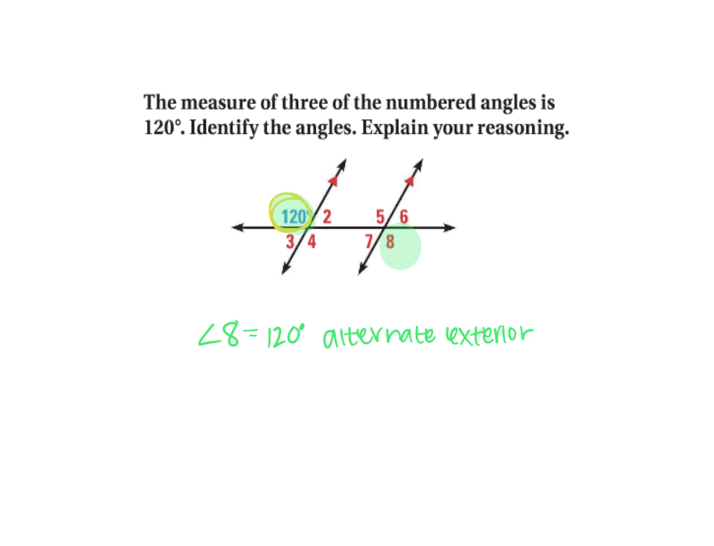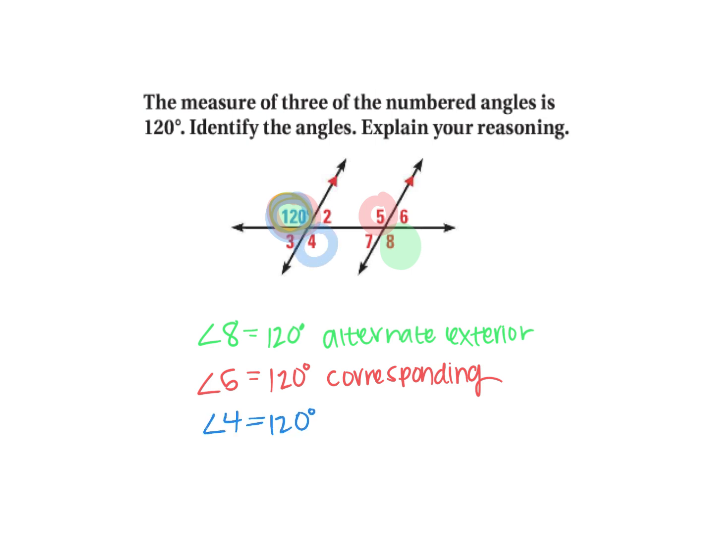I'm also thinking that we have some corresponding angles happening, and I'm seeing that with 120 and angle 5. They're kind of stacked on top of each other. So that tells me that angle 5 is also going to be 120 degrees, because they are corresponding. And last but not least, I saved my favorite for last here. We have vertical angles with 120 and angle 4. So we could also say that angle 4 will be 120 degrees because they are vertical angles.